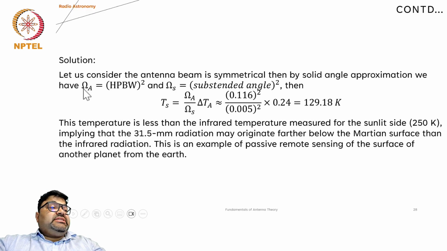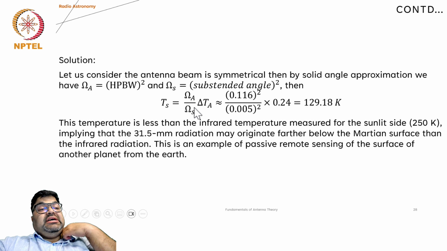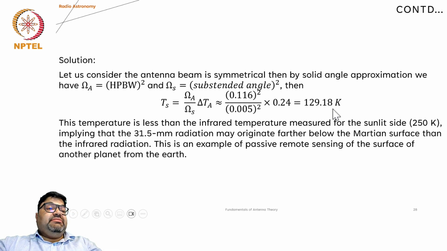So omega A is the half power beamwidth squared. Omega S is the subtended angle. So the TS, the sky temperature in this case, is omega A over omega S times delta TA. Delta TA we noted is 0.24, and these two angles are known. So hence this TS comes out to be 129.18 Kelvin. The temperature is less than the infrared temperature measured for the sunlit side, 250 K. So we find the average temperature of Mars at 31.5 millimeter, which is a simple formula which we have given before.